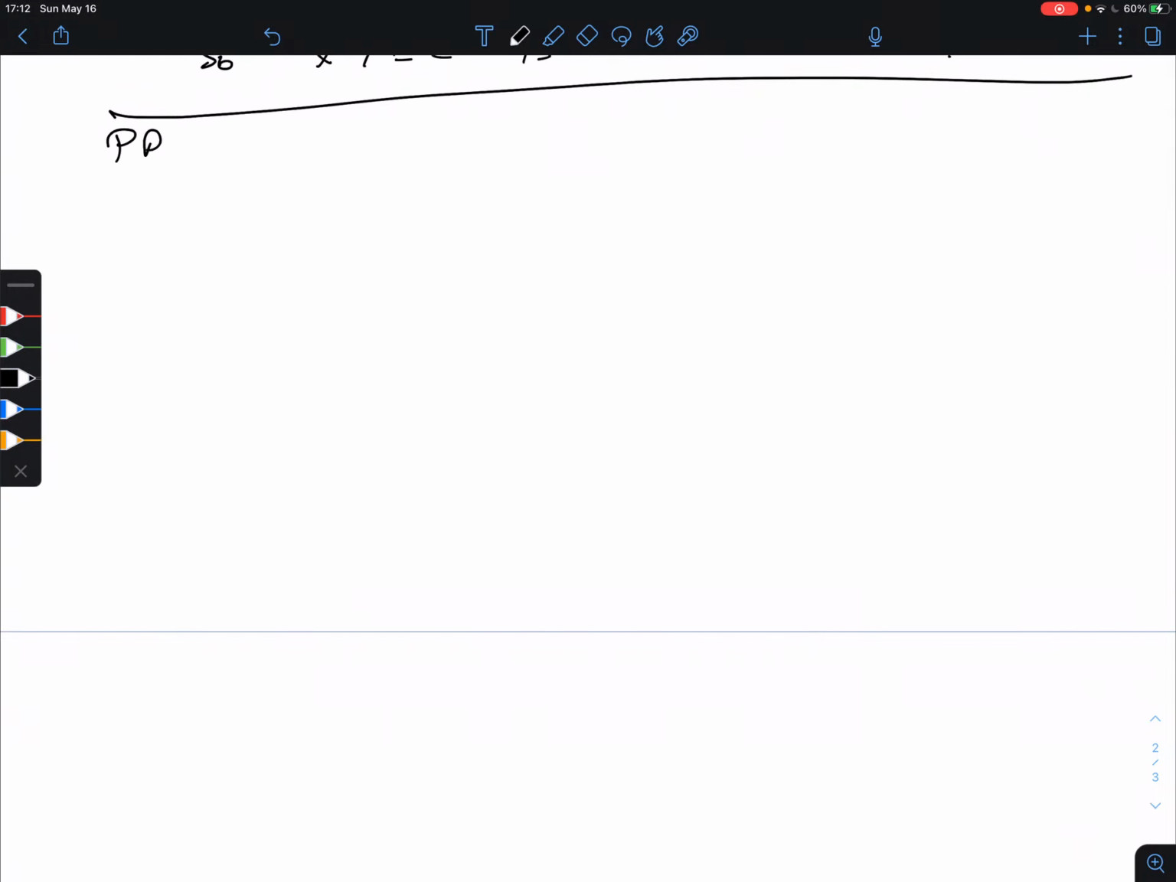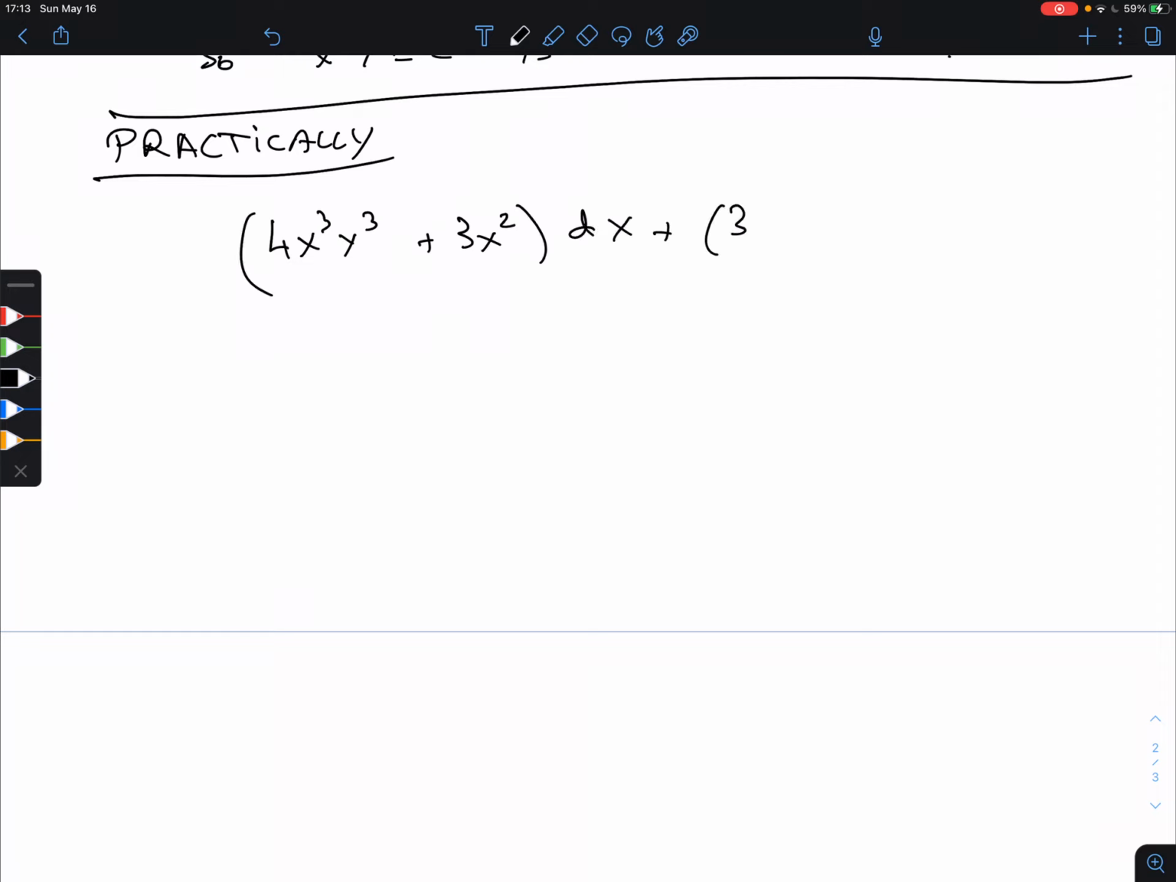So practically, what do we do? I'll take an example here. Let's solve the equation (4x cubed y cubed plus 3x squared) dx plus (3x to the fourth y squared plus 6y squared) dy equals 0. This is the special form that exact equations are written in.